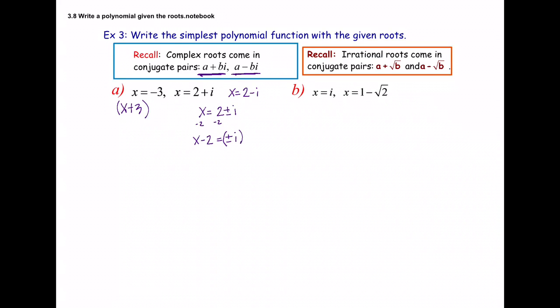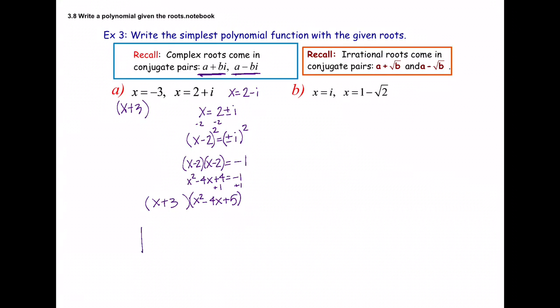Well, I remember that i squared equals negative 1, so if I square both sides, I would have (x - 2)(x - 2) equal to negative 1. I then can distribute my left-hand side out: x squared minus 4x plus 4 equals negative 1. Add my 1, so I get x squared minus 4x plus 5, one of the trinomials I'm working with, and I need to multiply that with my x plus 3.